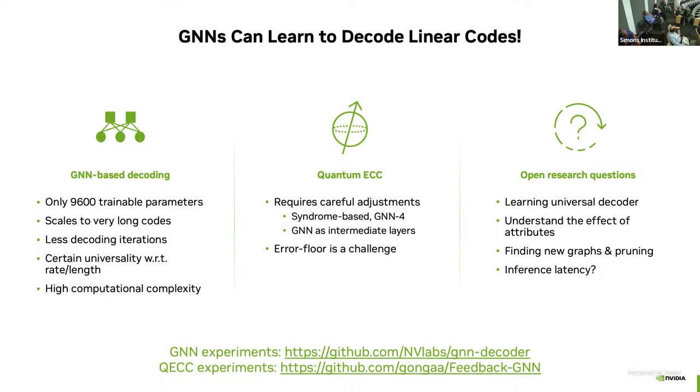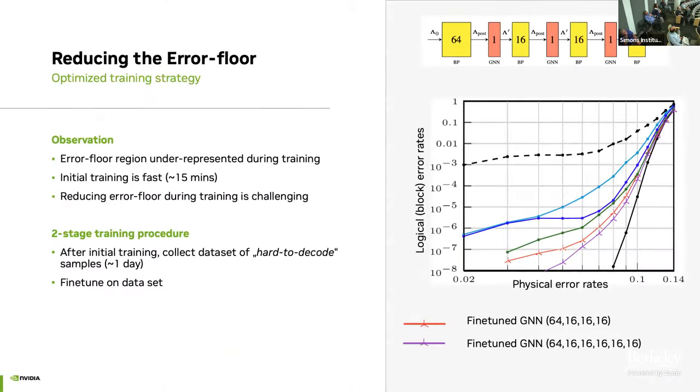Thanks for the talk. Can you go back to the error floor slides? It's very interesting. I'm more from the quantum side, and what I think about is I want to be at 10 to the minus 10 at least for logical error rates. So if you want to go down each order of magnitude, you need to collect more and more rare errors, less and less likely errors. So how do you expect the difficulty of collecting that data set to scale as you want to push that error floor lower and lower?